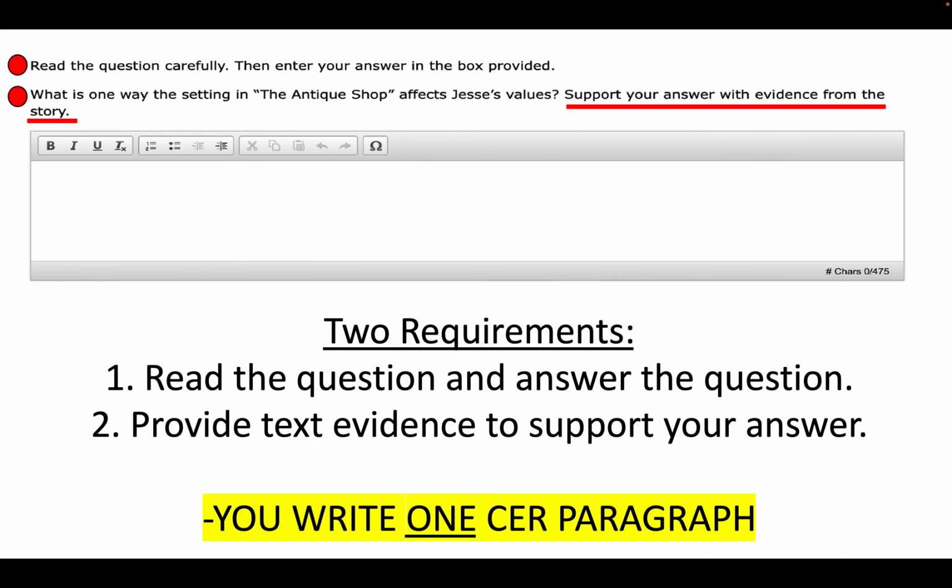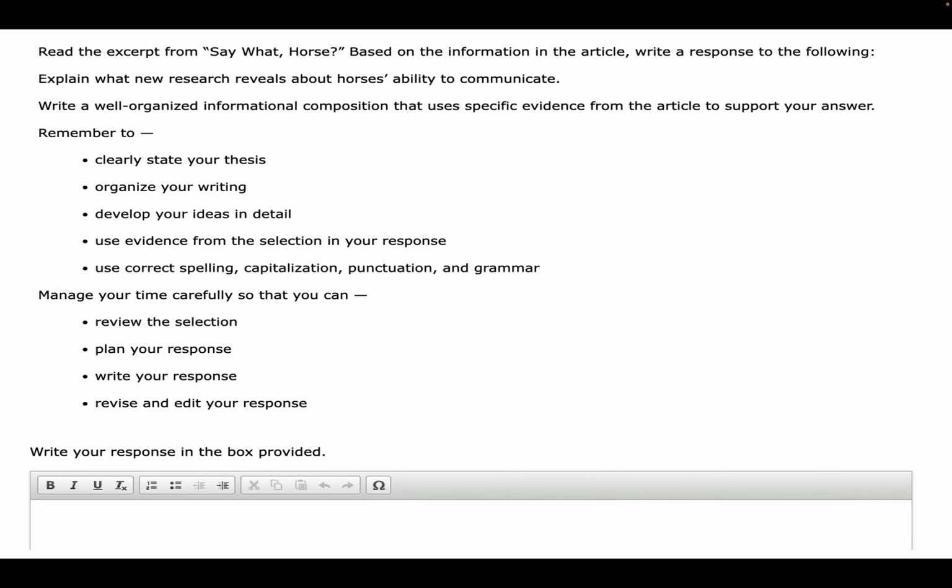So with this question, it's really only asking me to write one CER paragraph. So I have to have my claim and I have to have my text evidence. This one is really just a short paragraph, and that's it. And that's why it's called a short constructed response. Now let's look quickly at the extended constructed response.